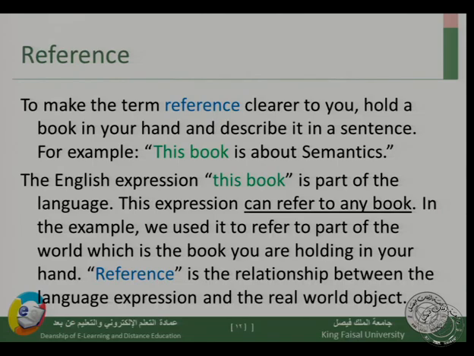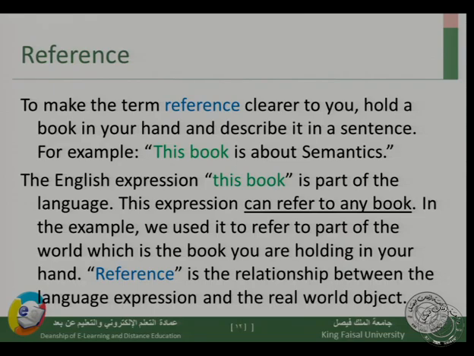Try to find an object like a book and hold it in your hand and describe it in a sentence. So for example, if you have a book about semantics, one of the books that I recommended that you buy in the orientation lecture, you say this book is about semantics, or this pen is blue. Okay, so here we used an English expression, this book. It is part of the language, of course. It is composed of words. So we have the word this, we have book, it is a phrase, this book, it is part of the language. And we linked it with an outside world object.